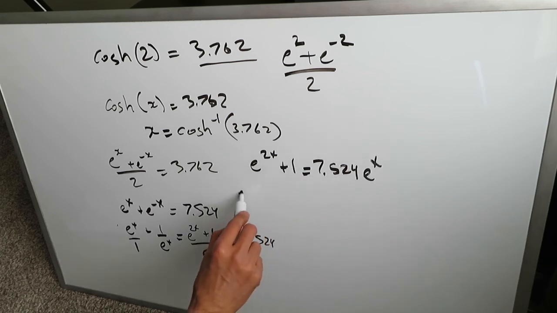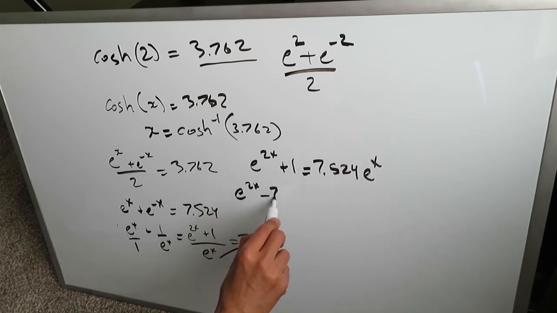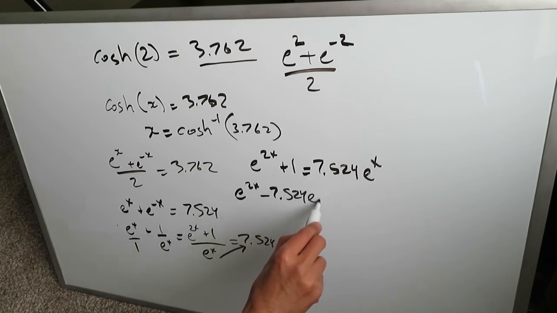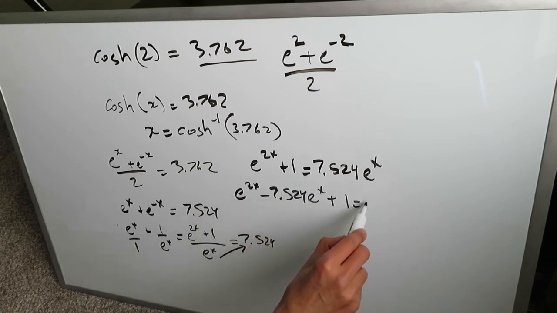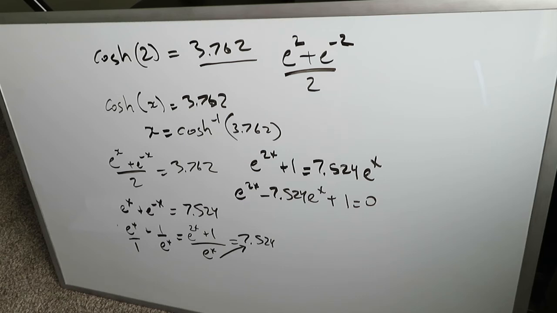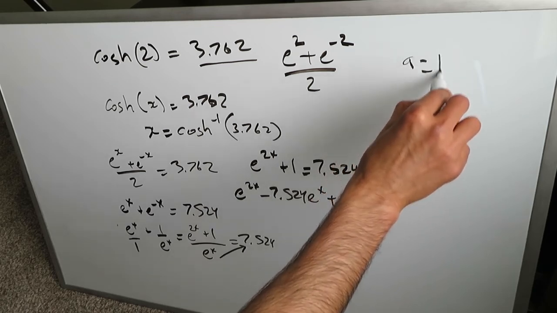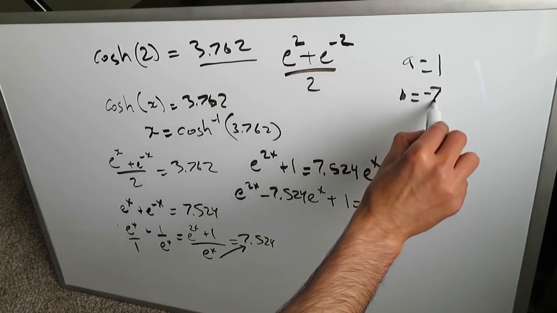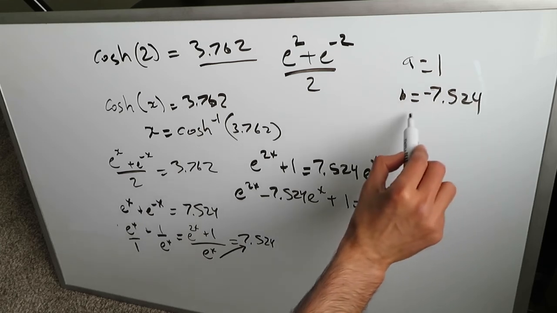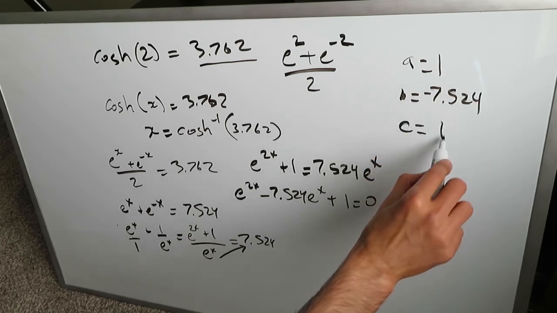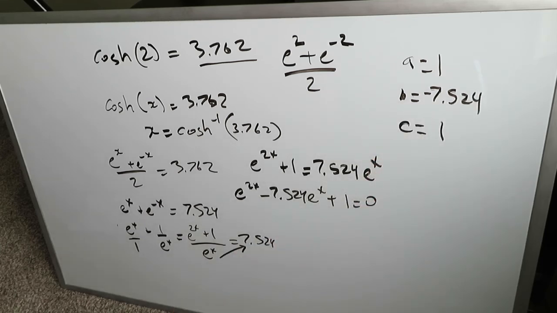Bring everything to one side. e to the 2x minus 7.524 e to the x plus 1 equals 0. A quadratic function is coming into view here, so the quadratic formula will play in. What's my a value? It's 1. What's my b value? Minus 7.524. And c is 1. You all know the quadratic formula: minus b plus or minus the square root of b squared minus 4ac, over 2a. You have to plug them in.